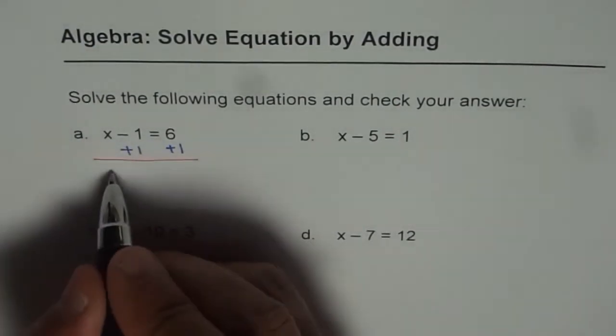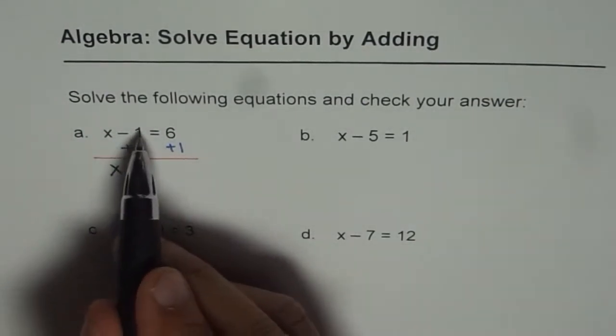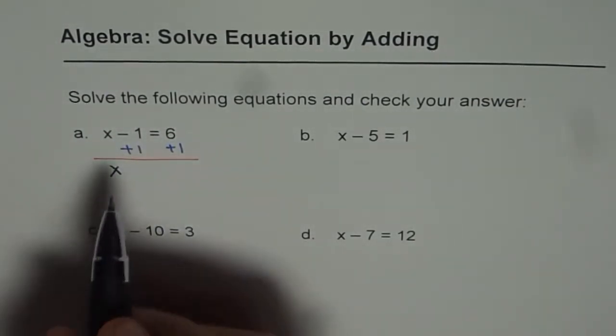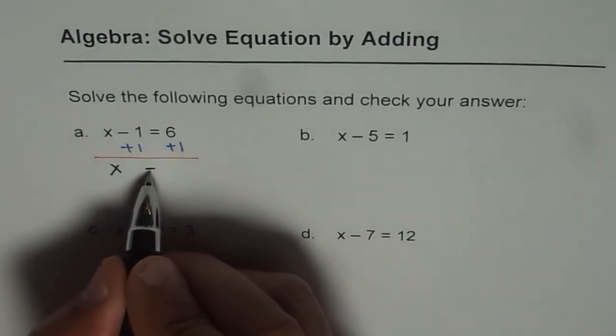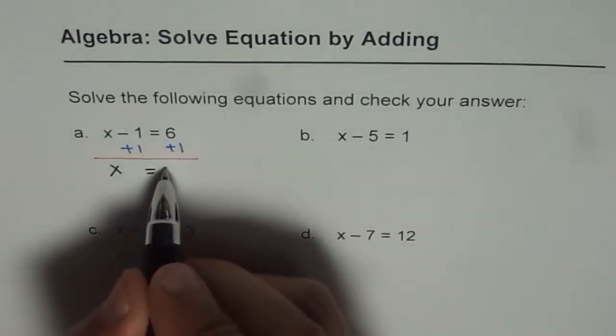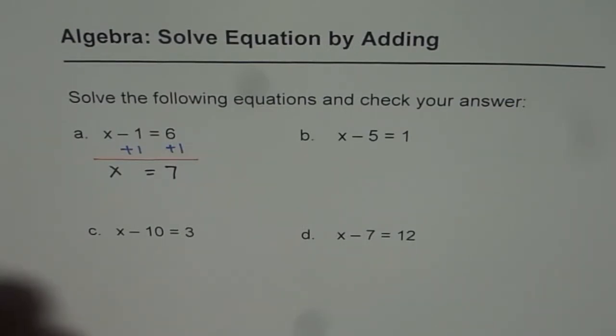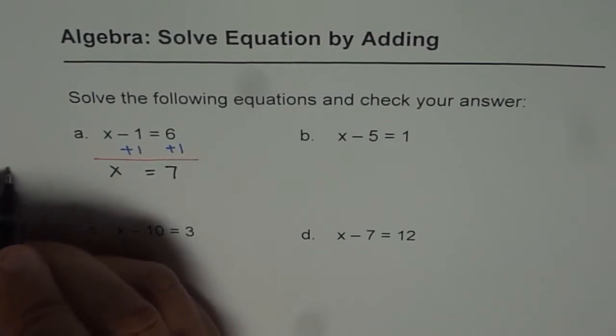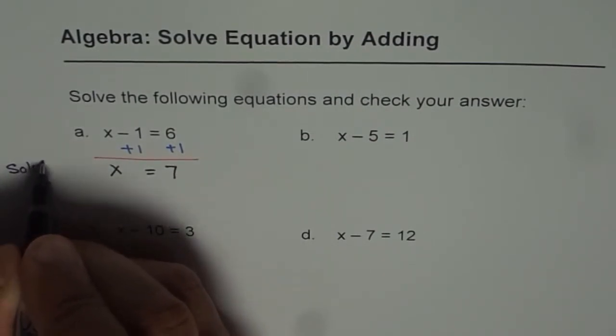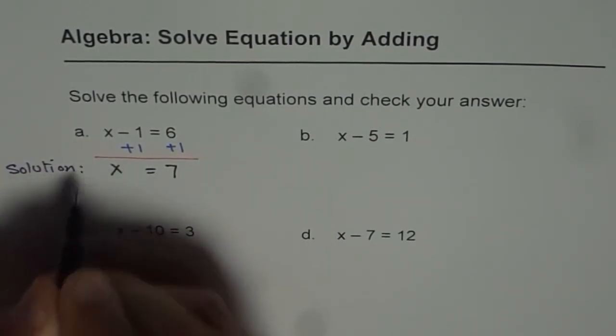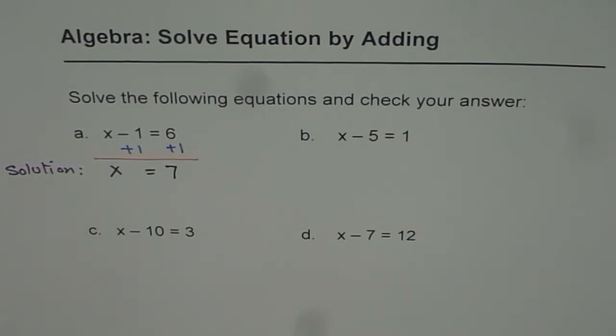We get x, which is already here, minus 1 plus 1 is 0. So we just get x equals 6 plus 1, which is 7. So we get the value of x, and that is what we wanted. In this fashion, we have solved our equation. So that is the solution. This is the first part. The solution is x equals 7.